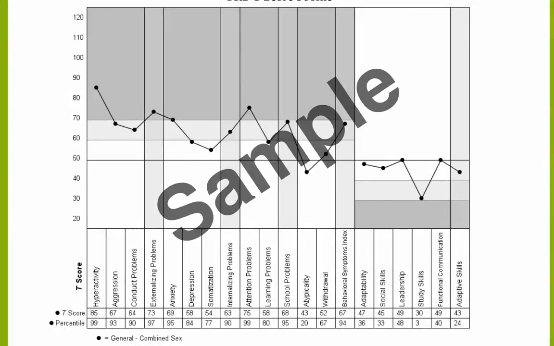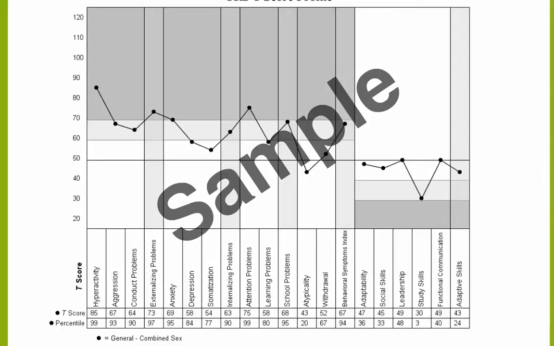So for this student, let me explain the scale first. So you see on the side it says T-score, and the T-score scale goes from 20 to 120. T-scores have a mean of 50. So if you're average, you're at 50. Anything above 50 is above the average. Anything below 50 is below the average. T-scores are kind of handy that way. It's a simple way of looking at things.